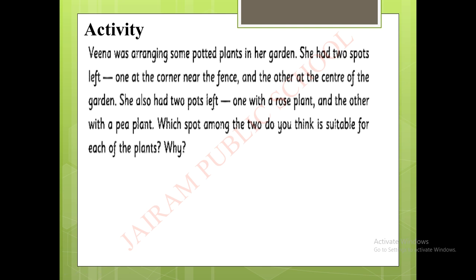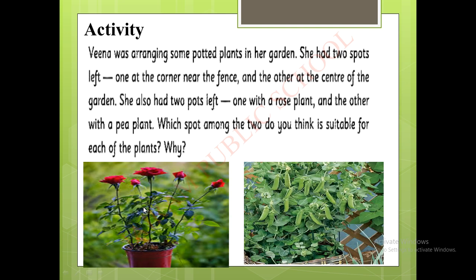So what type of plant can she keep there? She also has two plants. One plant is a rose plant and another is a pea plant. So she has two types of plants and two places left over. Which spot among the two do you think is suitable for each plant? Now where will Veena keep these two plants? Here a rose plant and a pea plant.